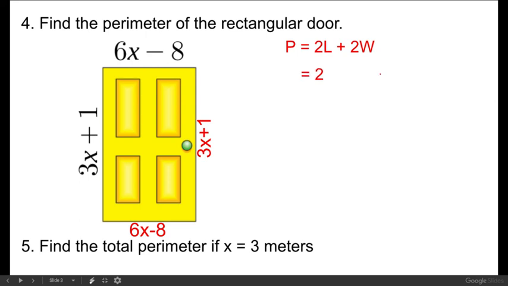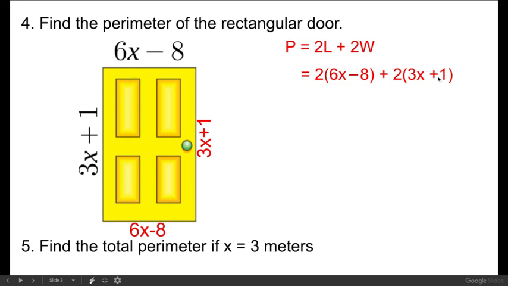So we have 2, and the length, we're going to plug in the length, which is 6x minus 8. Plus is going to come down. My next 2 is going to come down. And then for the width, we're going to plug in the width, which is 3x plus 1. Remember, whenever you plug anything in, you always have parentheses there, right? So we have 2, we plugged in the length, plus 2, we plugged in the width.